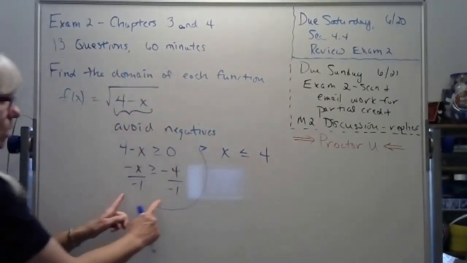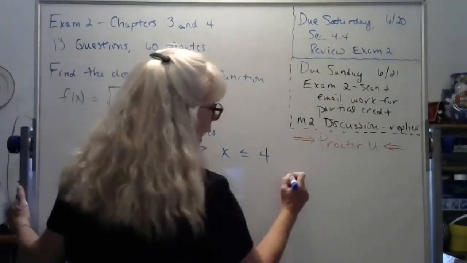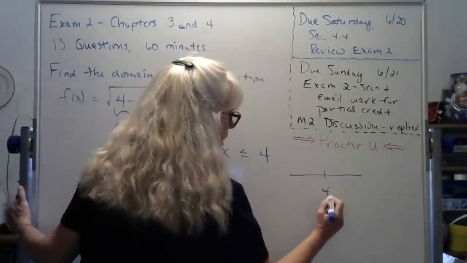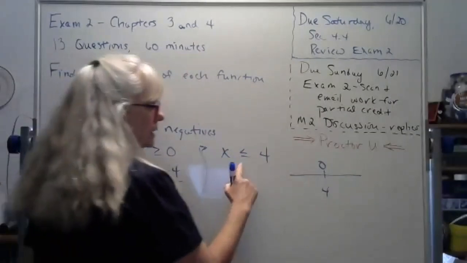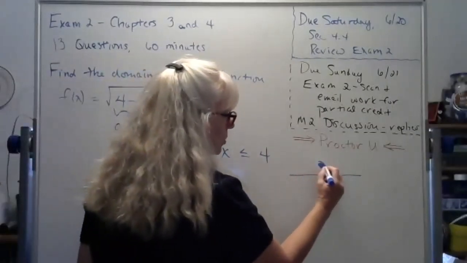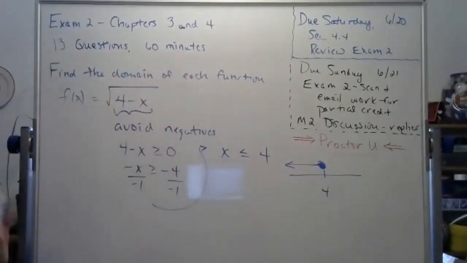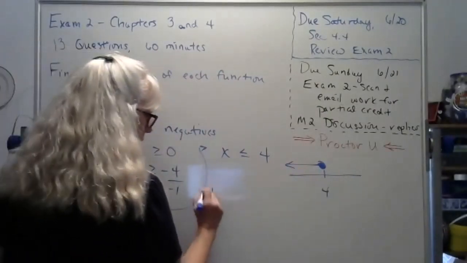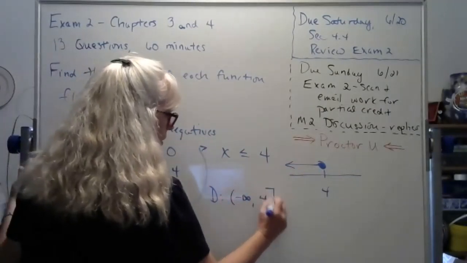And again, we only flipped the inequality because we were dividing by a negative. Okay, so what does that do for us? Again, I'm going to go to a number line. It just helps me get an idea of what's going on. Because the inequality has a less than or equal to, we'll make that a closed circle. And we're going to go to the left this time because we need some numbers that are smaller than that. So when it's all said and done, your domain is going to go from negative infinity to 4 with a square bracket.